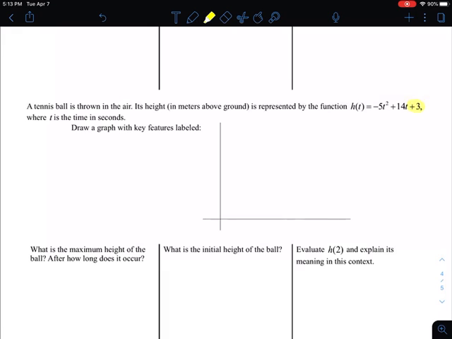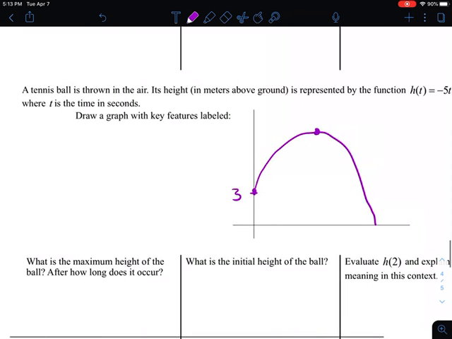Well, so right away I see that this is a +3. So that's going to be my y-intercept, right? Because this is in standard form. And my parabola is going to open down. So something like that will do. Where's my vertex? Well, here I will need to use my formula again.